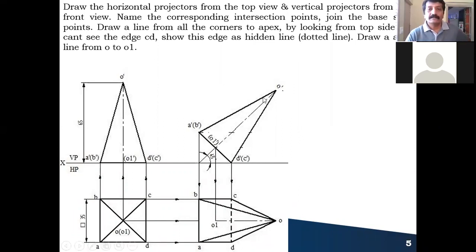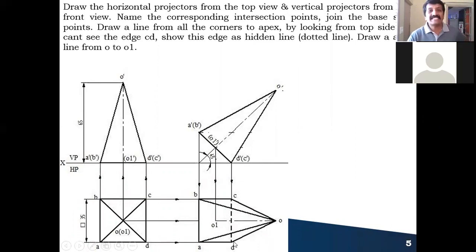Coming to the slant edges, A to O and B to O you can see. You are looking from here, it seems, so D dash to O and C dash to O dash we cannot see. I cannot draw it with the dotted line here, but we can see that. That's why we have to draw a visible edge only.